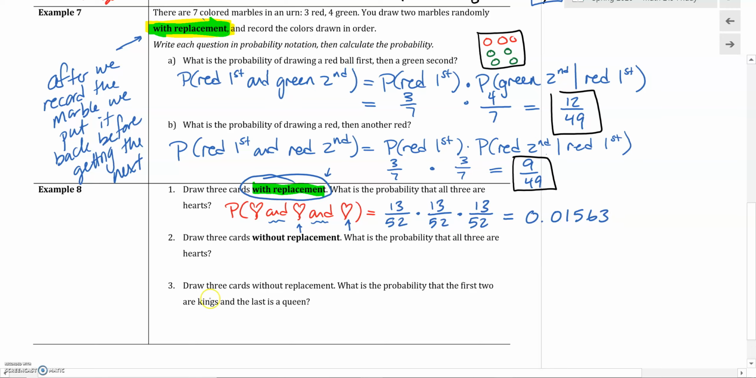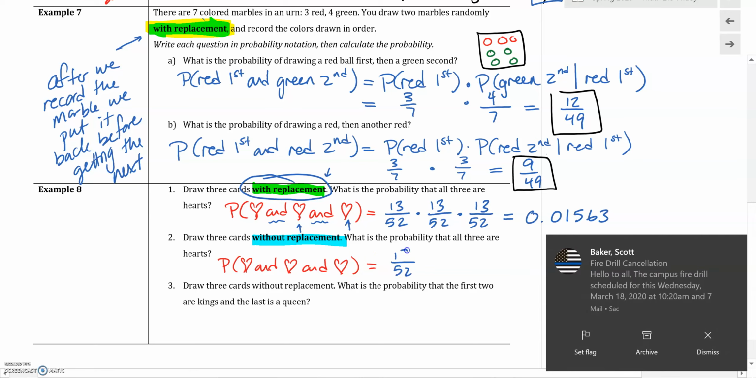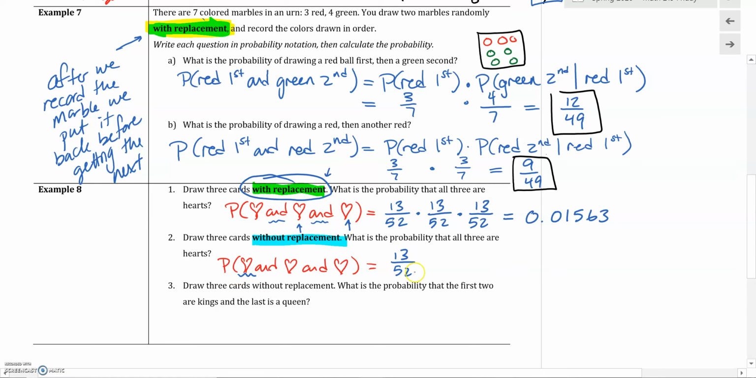All right, let's see if I can do this. Now it says draw 3 cards without replacement. What's the probability that they're all 3 hearts? So now we are not using replacement. So the probability of getting a heart and a heart and a heart, well, I still take the probability of getting a heart. Out of the 52 cards in the deck, 13 of them are hearts, so I have 13 out of 52 is my probability of getting that first heart.